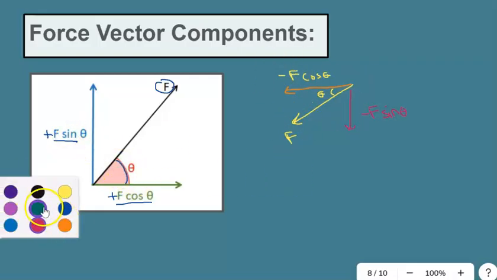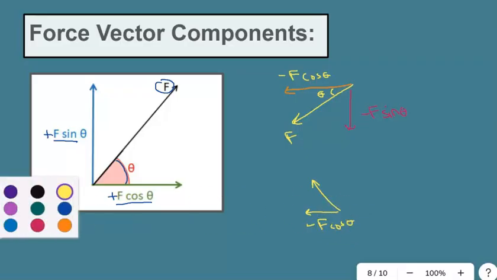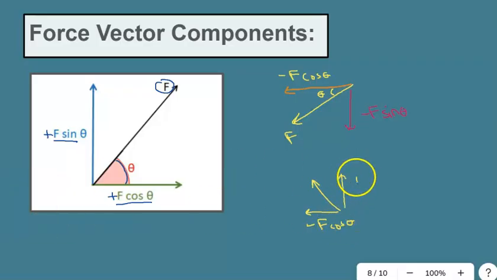But if you were in the other quadrants, if you were in the second quadrant, then you would have minus F cos theta because it's pointing left, but positive F sine theta because it's pointing up. Okay, so you've got to put the minus sign in. You have to make a plus or minus sign decision twice.